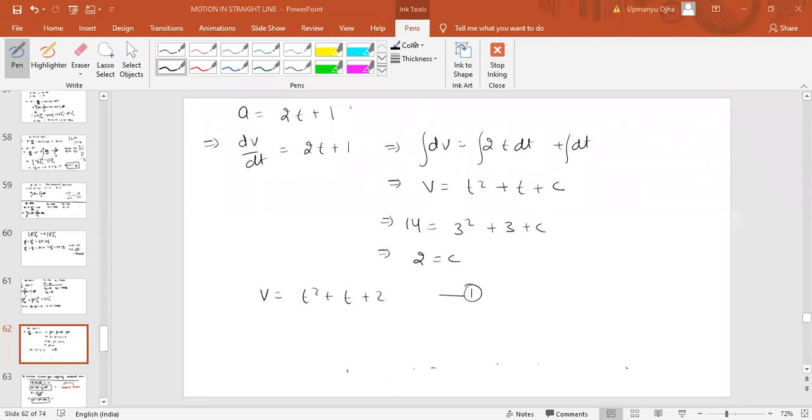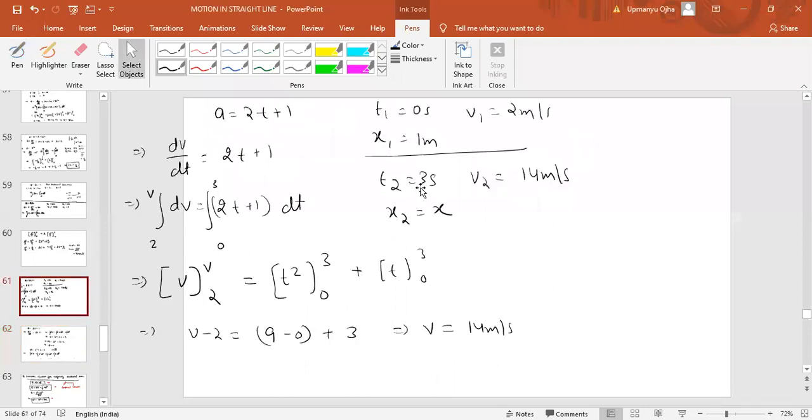Now, to find displacement, we write v equal to dx by dt. So dx equals t square dt plus t dt plus 2 dt. Now integrate, and we need the limits.